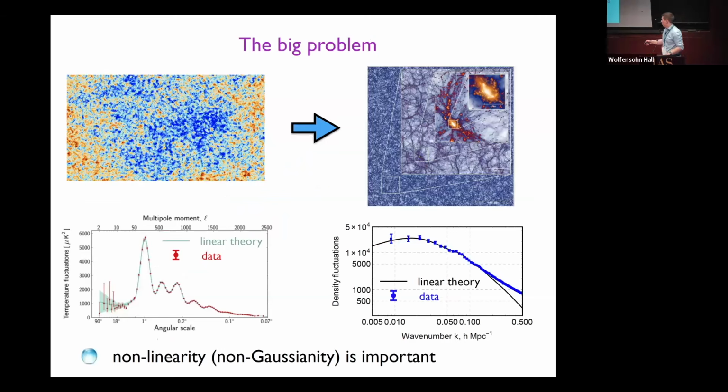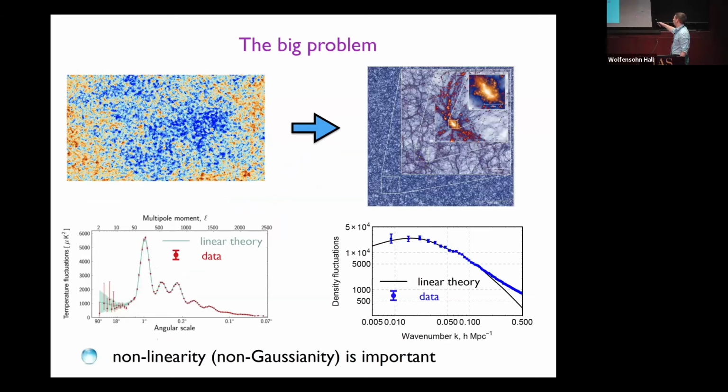So if I look at the CMB map, CMB fluctuations are just a collection of cold and hot spots. And this map represents a Gaussian random field. So if I calculate its correlation function, the power spectrum on the sky, then I can perfectly fit it with linear theory. Now with galaxies, the situation is different.